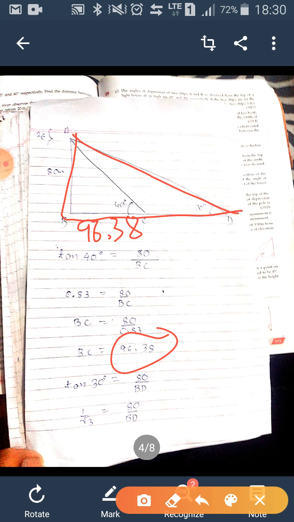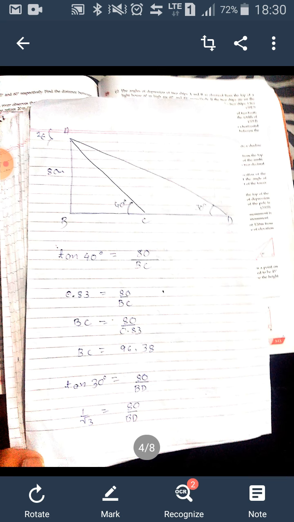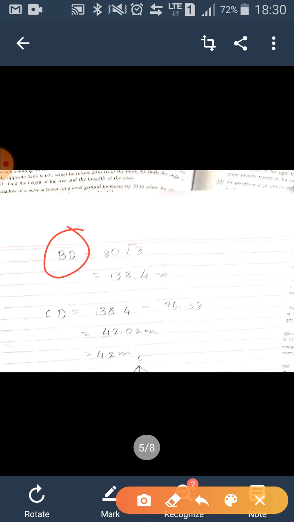Again I will write tan 30 degree is equal to perpendicular, which is 80, by base, which is this whole BD, which I don't know, so I write down BD only. After cross multiplying, I get BD is equal to 80 root 3. Root 3 is 1.732, so 80 into 1.732, you will get 138.4.